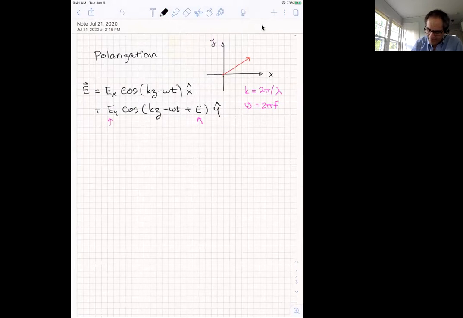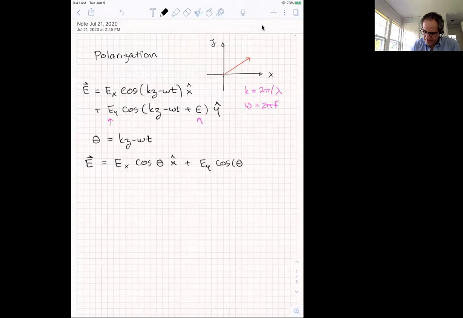Now, for what follows, it'll be convenient if we make one little definition here. I'm going to define theta as kz minus omega t, just so I don't have to write that over and over again. Then our general state is E equals Ex cosine theta in the x direction plus Ey cosine of theta plus epsilon in the y direction.